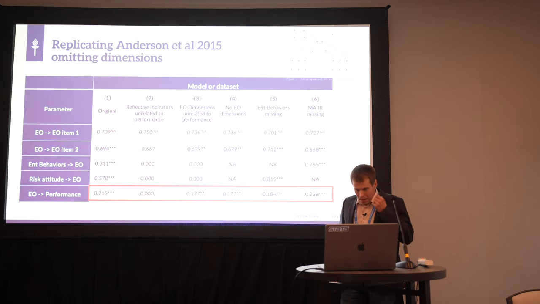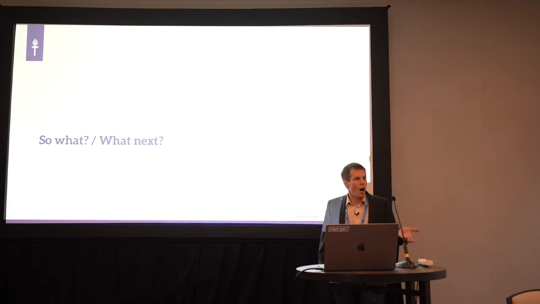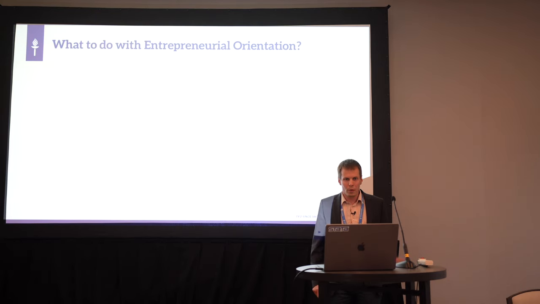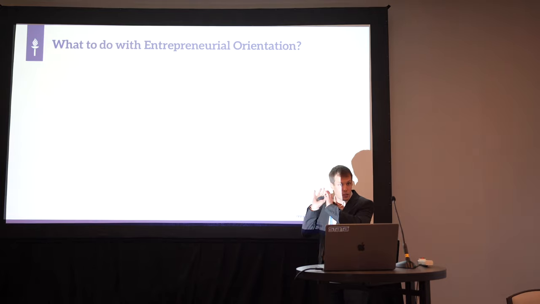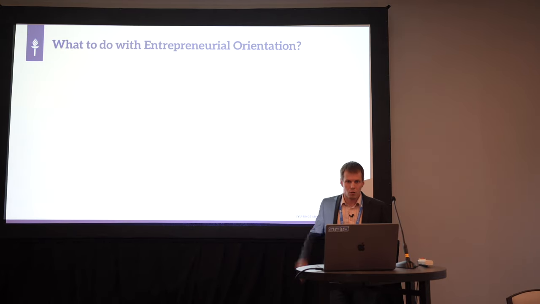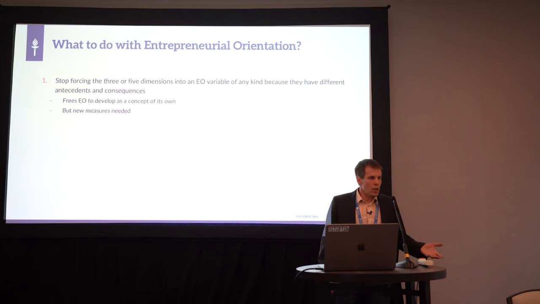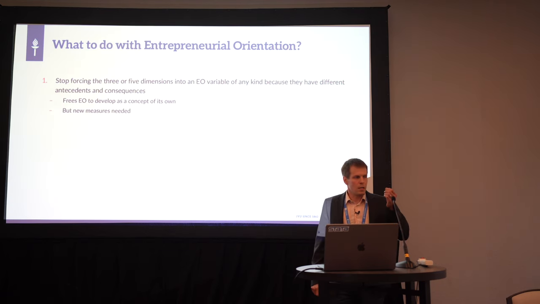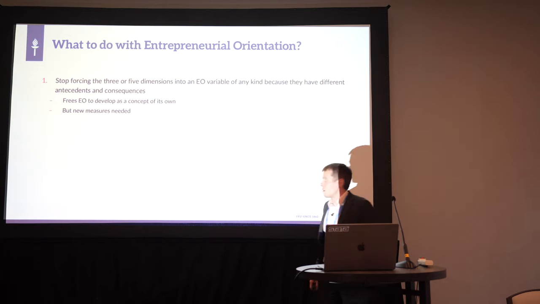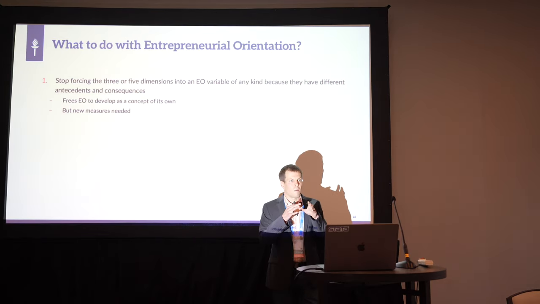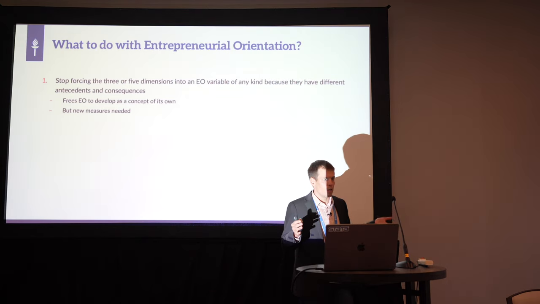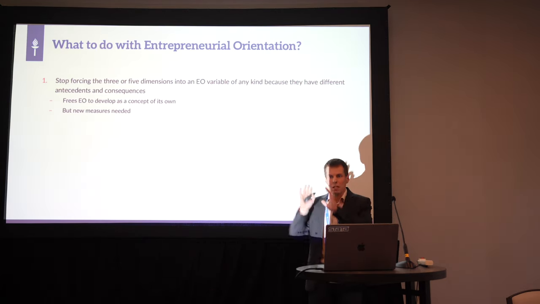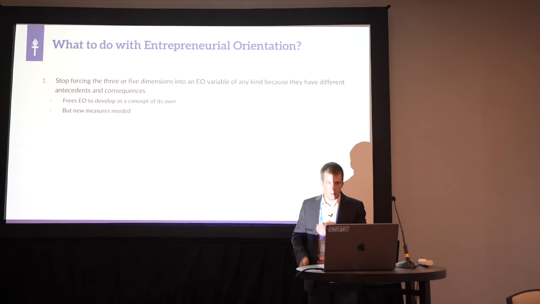Okay, so we showed a couple of problems in the current practice of modeling EO in the paper. So what do we do with entrepreneurial orientation? We have a couple of key arguments, and this is something that we are still working on before we submit this to a journal. Our key recommendation is that we should stop forcing these dimensions into a single latent variable, because they don't have the same causes and the same consequences. Innovativeness, proactiveness, and risk-taking are separate variables, and they should be modeled separately.